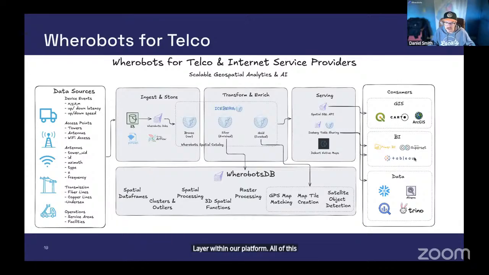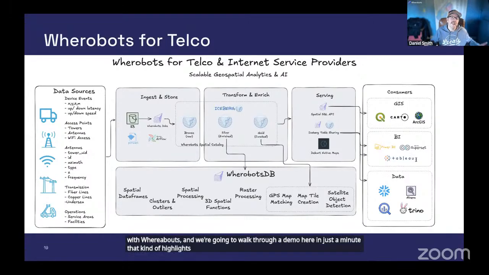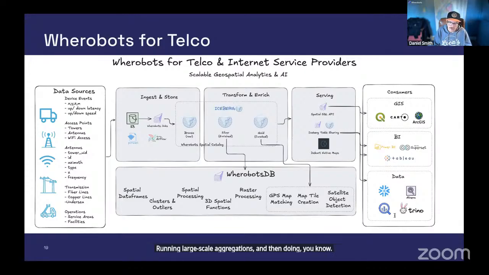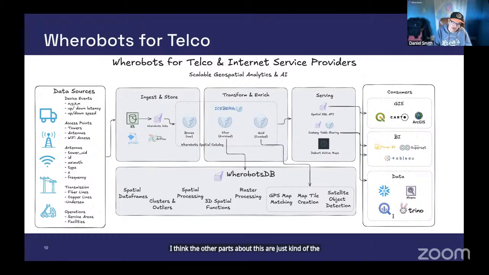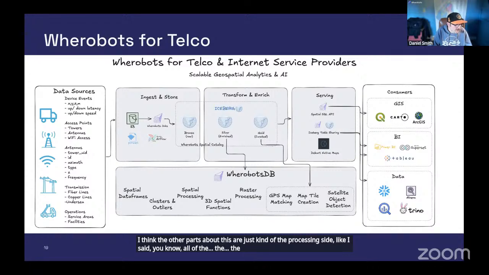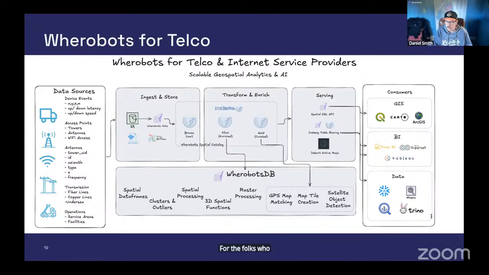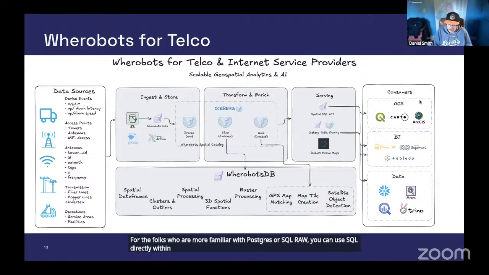All of this data can be ingested directly at scale with Wherobots, and we're going to walk through a demo here in just a minute that highlights bringing in vast amounts of GPS data, running large scale aggregations, and then doing KNN join and advanced spatial statistics. I think the other part about this is the processing side. Like I said, all of the spatial functions are expressible either as pure spatial SQL or as a data frame API. So for the folks who answered that GeoPandas is how they prefer to do their processing, the Spark framework in Sedona has a data frame API that goes along with it. For the folks who are more familiar with Postgres or raw SQL, you can use SQL directly within Sedona as well.